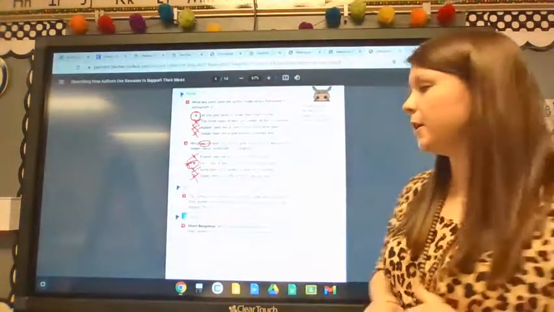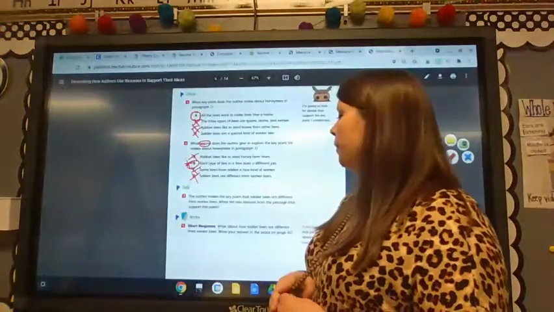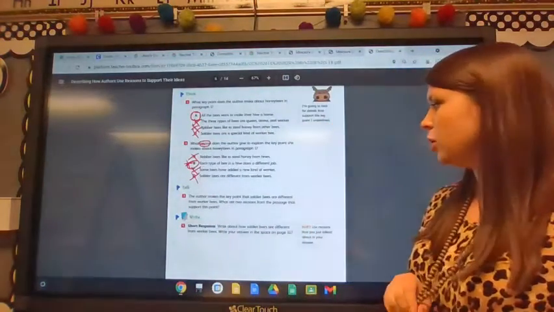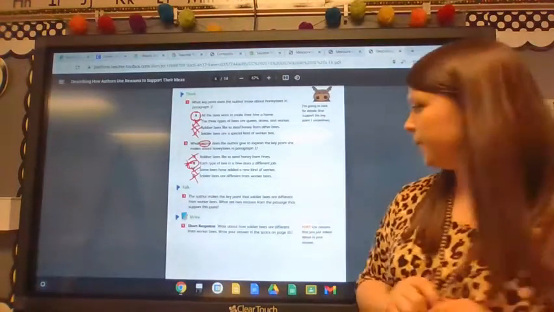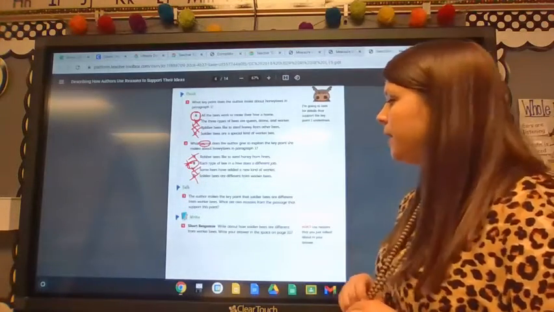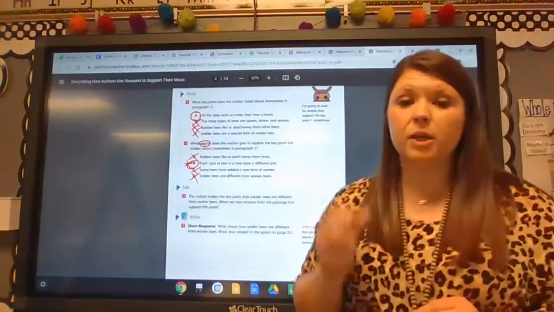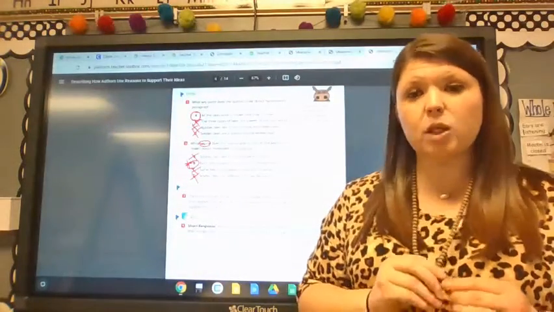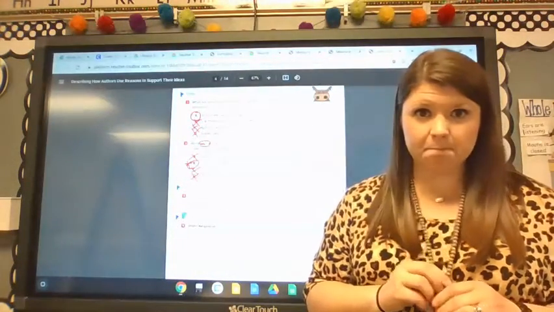All right, let's look at the talk question. The author makes the key point that soldier bees are different from worker bees. What are 2 reasons from the passage that support this point? So give me 2 reasons why soldier bees are different than worker bees. Okay?